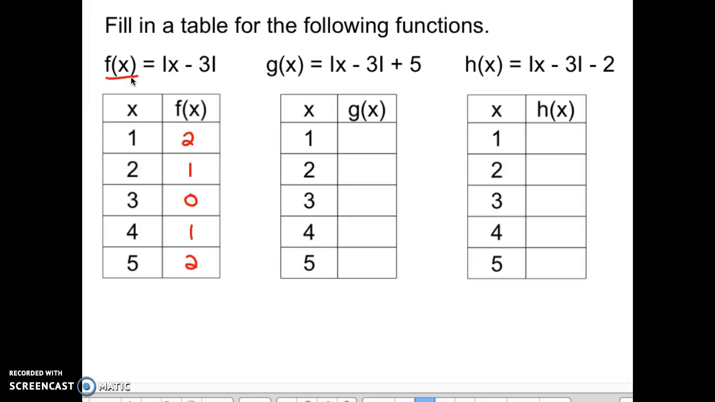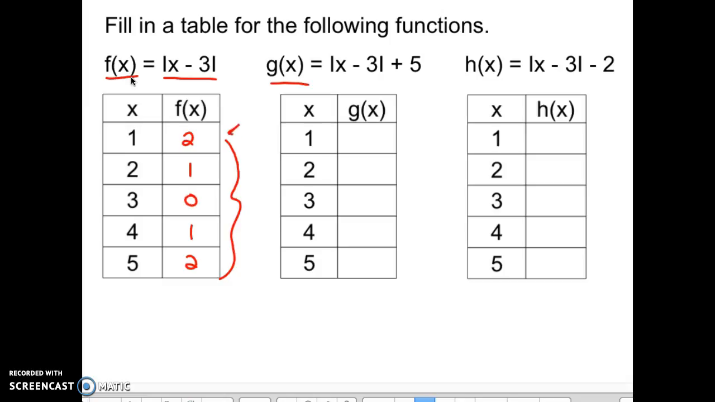Let's look at our second function. It says let g of x equal the absolute value of x minus 3, and then on the end plus 5. Well, we already know the answers for the absolute value of x minus 3. They're all right here. So I'm simply going to add 5 to all of those. It's saying take all those y answers, which I get right here, the f of x part, and it says add 5. So that should shift everything up 5. So I can simply look at this and add 5 to each one.